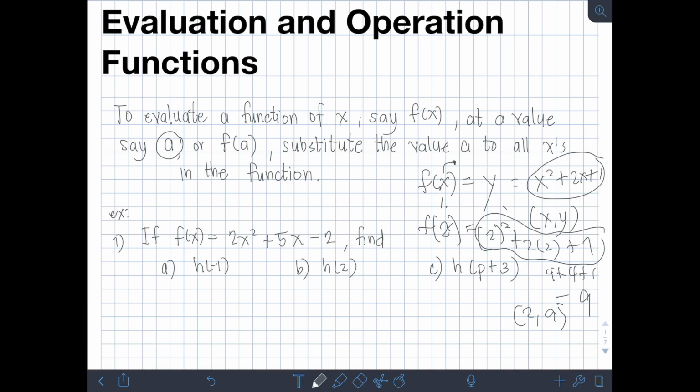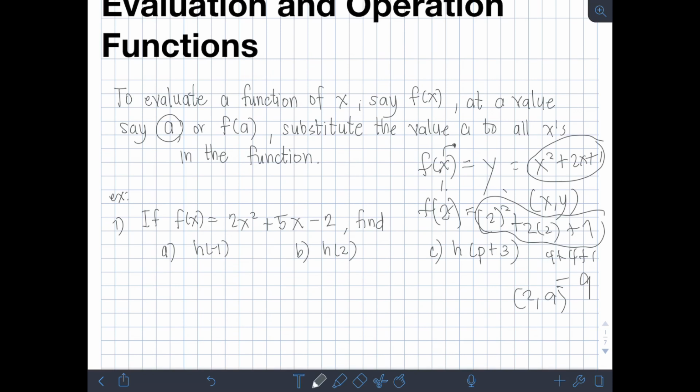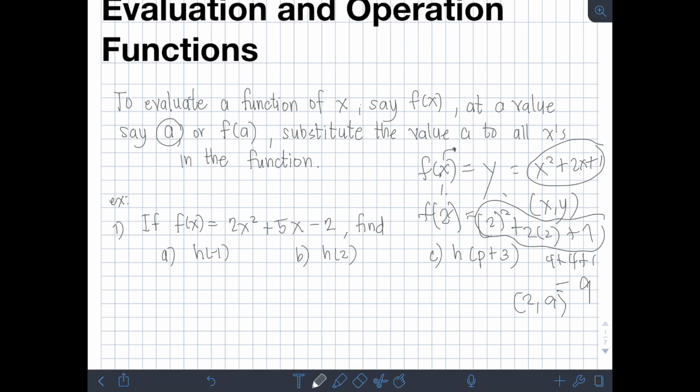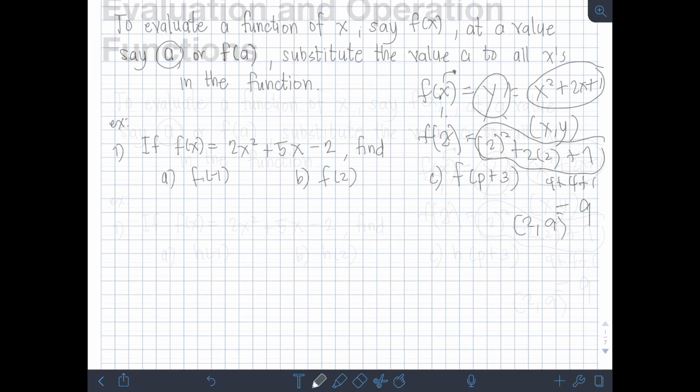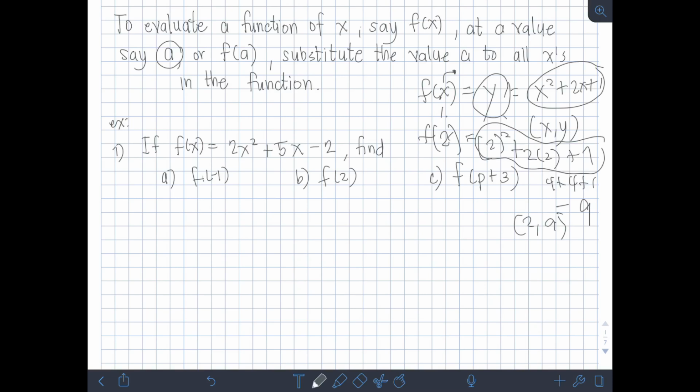Okay? So, ayun yung concept ng evaluation ng function. So, para siyang input-output relationship. So, pag nag-input kayo ng value doon sa x, then ipaprocess ng function yung input na yon, and then, ang magiging output niya ay yung mismong value ng f of x or nung y. Okay, so para ma-illustrate natin ang pag-evaluate ng function sa isang value, ay mag-solve tayo ng examples.